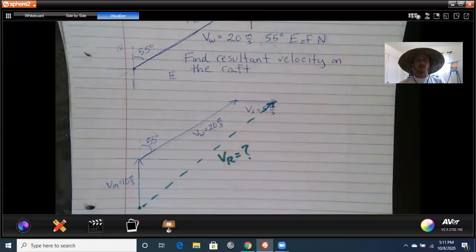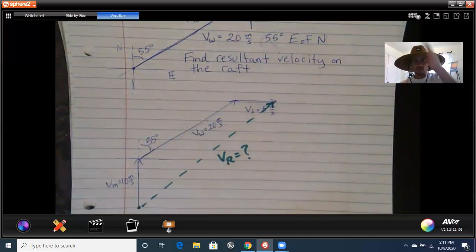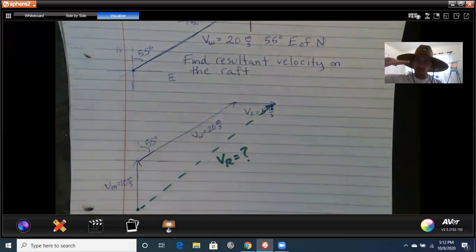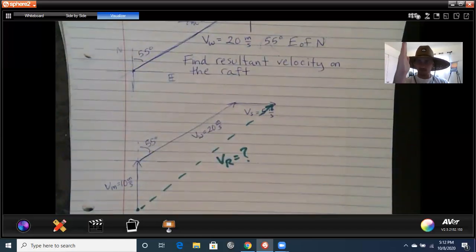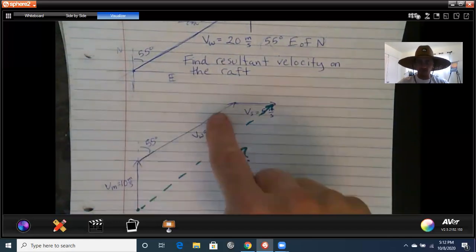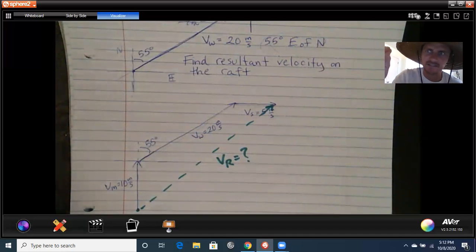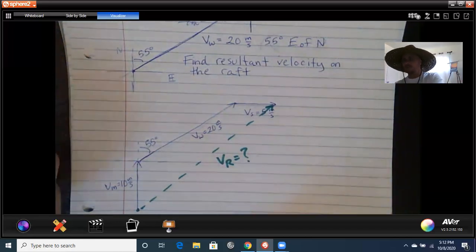I took a lot of time on the last problem. This one I'm going to go a little bit faster. My next step is to ask myself, are each one of these vectors acting purely in the x or the y-axis? Is this one acting in the y-axis? Yes. Is that one acting in the x-axis? Yes. Is this one acting in the x or y-axis by itself? No. It's not acting purely in the y or the x. It's at an angle, and if you have an angled vector, you have to break it into components. You have to break it into components, correct? Yes, you do. So I'm going to do that.